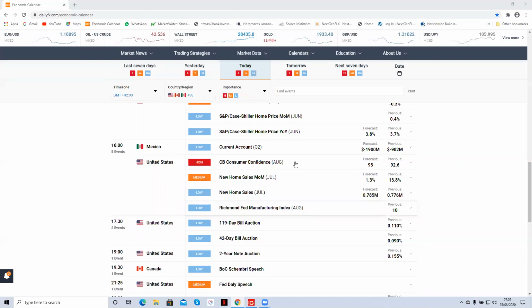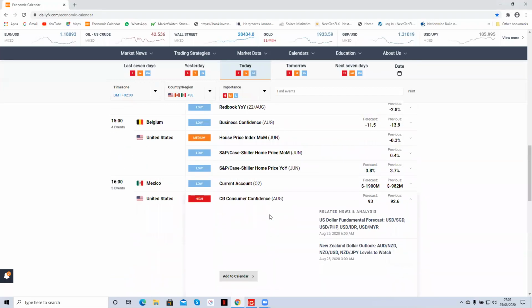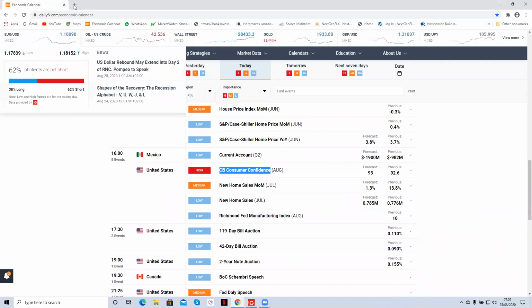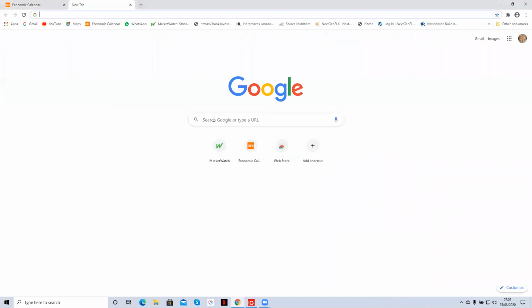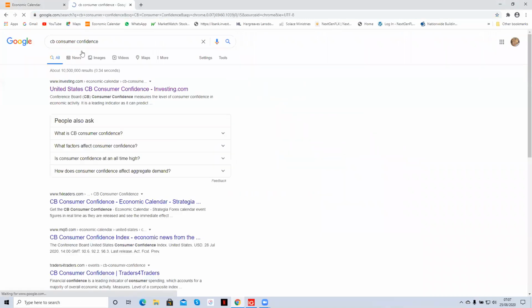Again, like I said, it's important for you to keep reading about these reports. For example, here they don't write much about it, but you can Google it. You can just copy and Google it and find out what the report is about. So if there isn't enough information there, there's Google to tell you about the report.